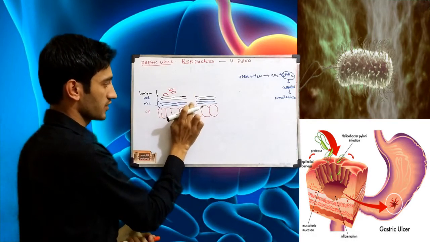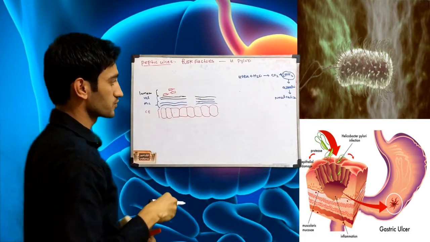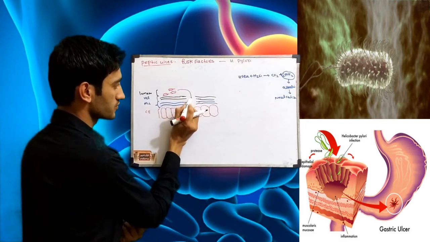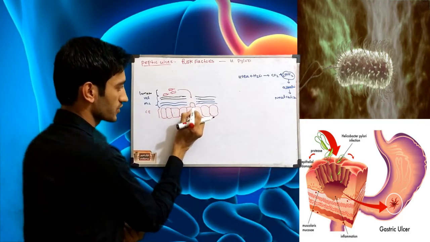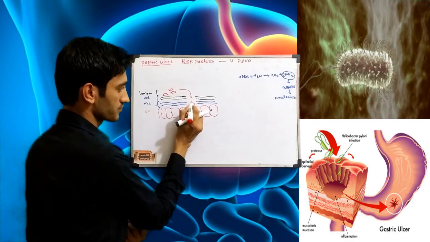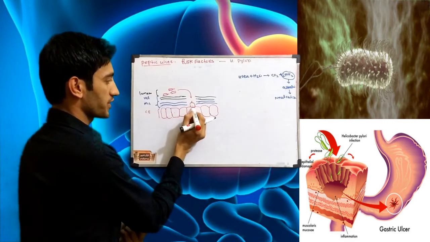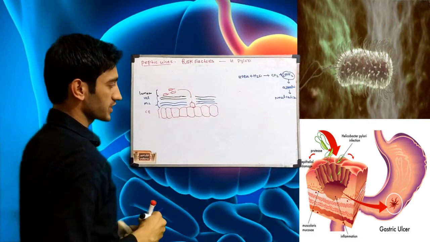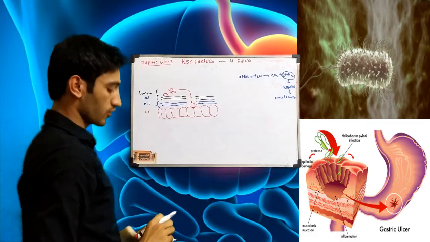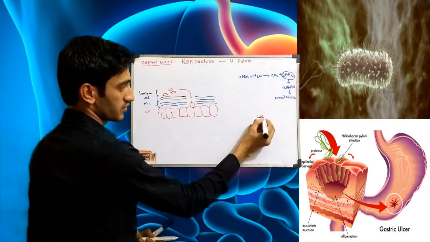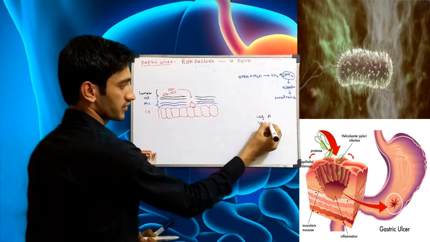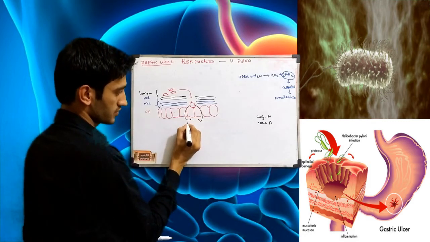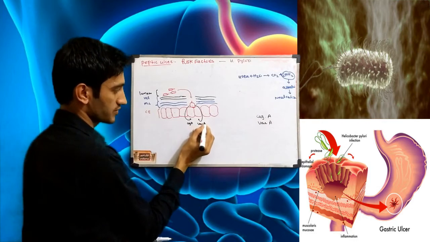So bacteria H. pylori will have access. With the help of flagella, they will come down and they will be attached with the epithelial cells. With the help of adherent molecules, they will attach to the epithelial cells. Now, once they attach with the epithelial cells, they will release two types of exotoxin, CagA and VacA. They will release CagA and VacA.